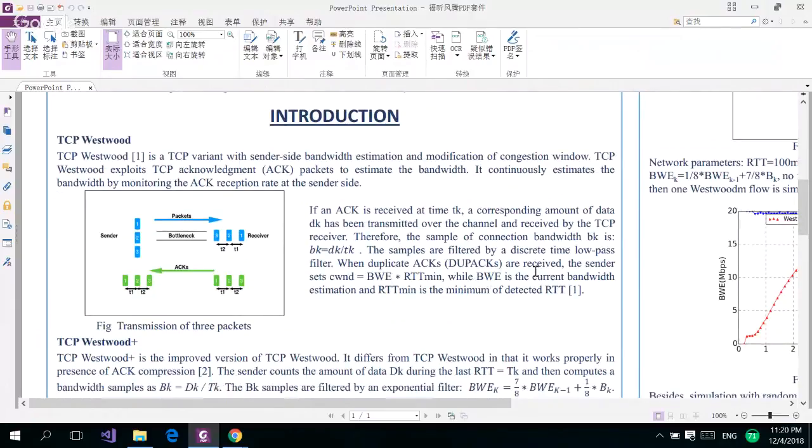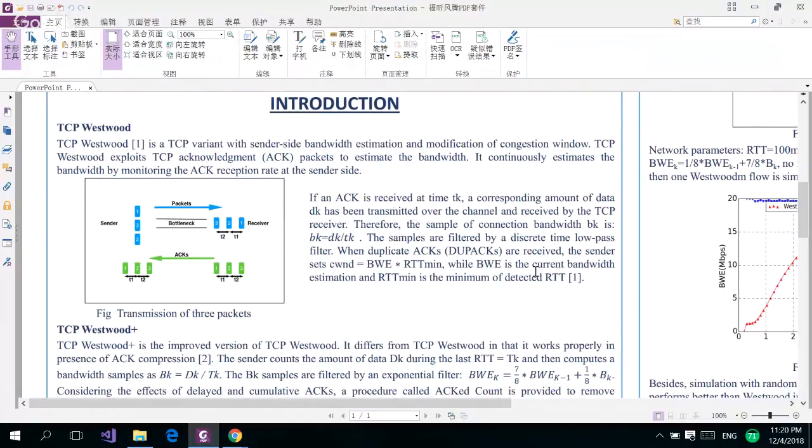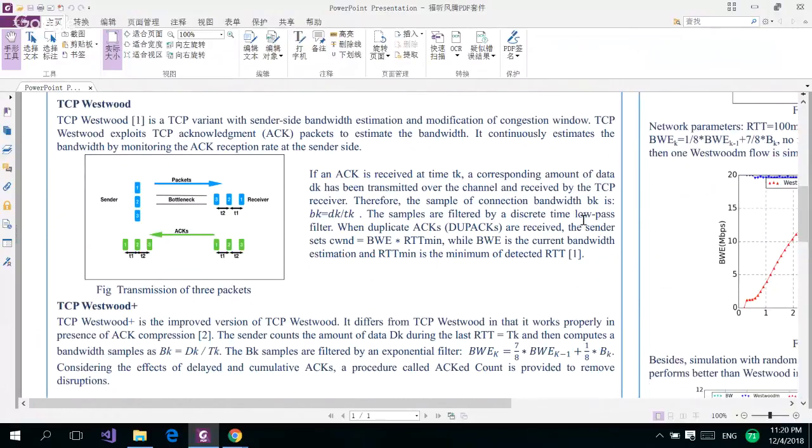First, let me introduce TCP Westwood. It is a TCP variant with sender-side bandwidth estimation and modification of the congestion window. TCP Westwood exploits TCP acknowledgement packets to estimate the bandwidth, and it continuously estimates bandwidth by monitoring the ACK reception rate at the sender side. If an ACK is received at time tk, a corresponding amount of data dk has been transmitted over the channel and received by the TCP receiver. Therefore, the sample of connection bandwidth is bk equal to dk over tk.